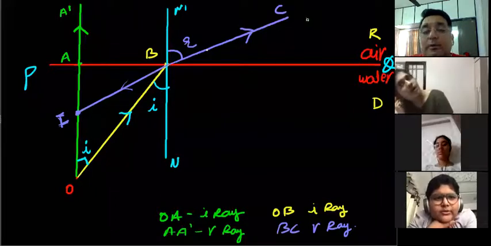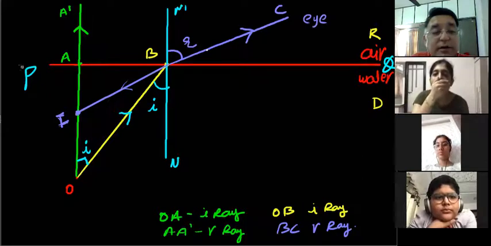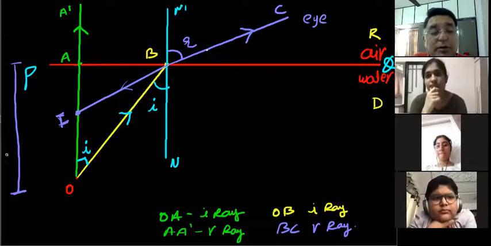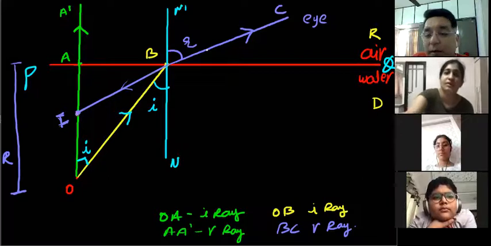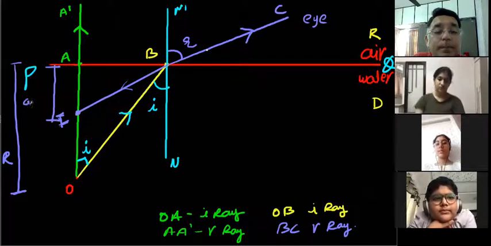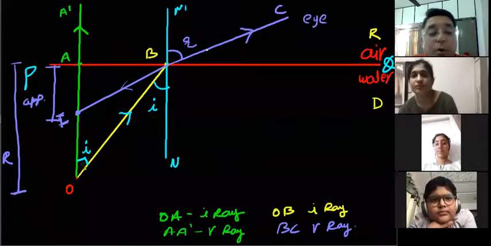Now remember, your eye is over here. You are looking from here. So this is the real depth, the object is this far down in the water. But you see the image here, a little higher up. This is known as the apparent depth. You will feel the coin is a little higher.